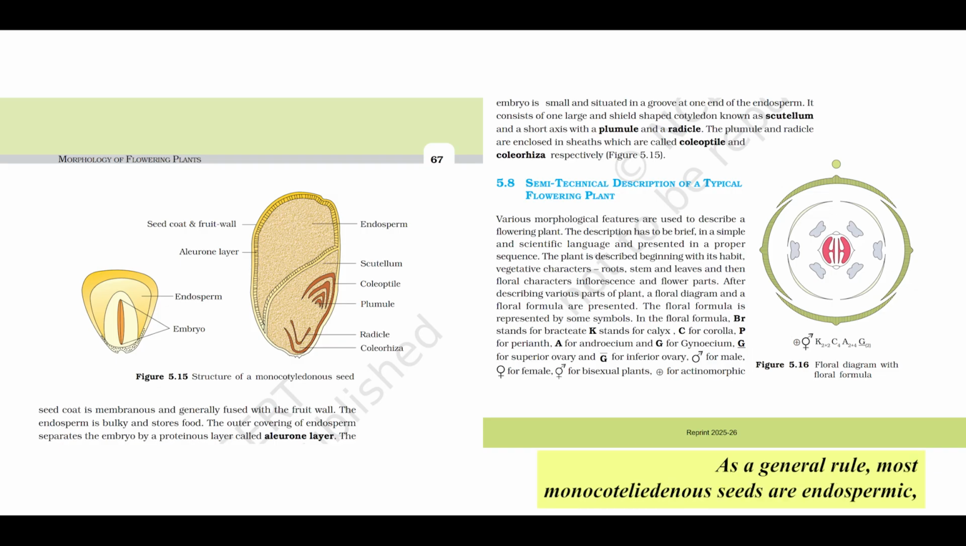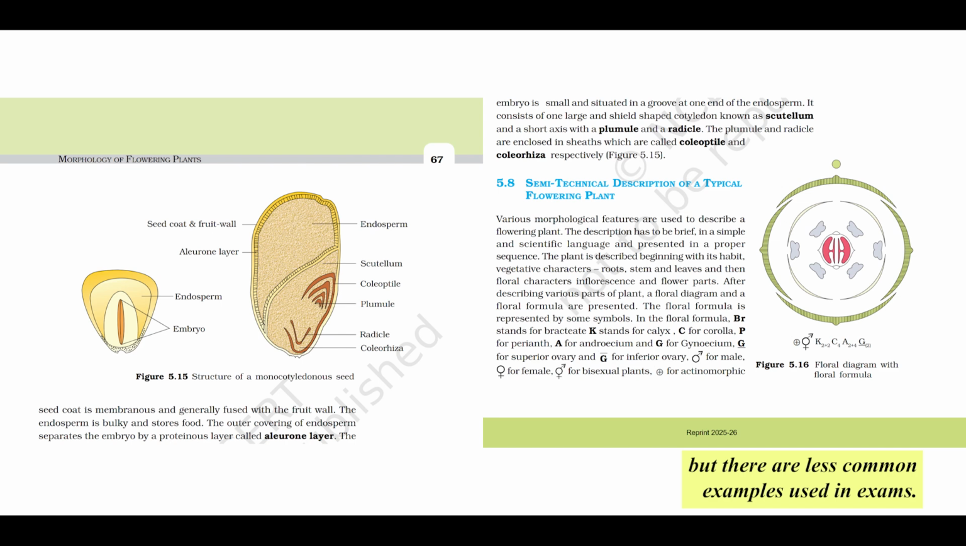As a general rule, most monocotyledonous seeds are endospermic, meaning they store their food primarily in the endosperm, and the cotyledon plays a different role. However, it's important to remember there are exceptions, such as orchids, which are non-endospermic monocots, but these are less commonly used examples in exams.